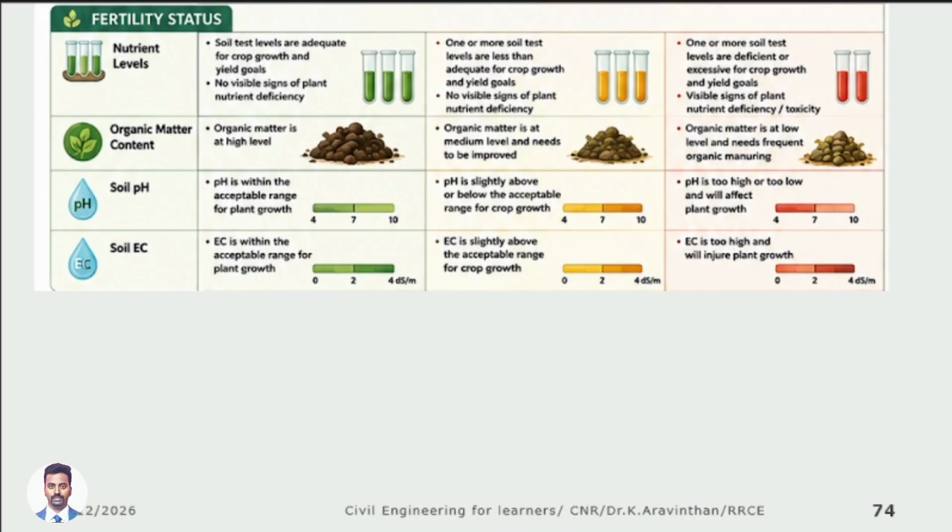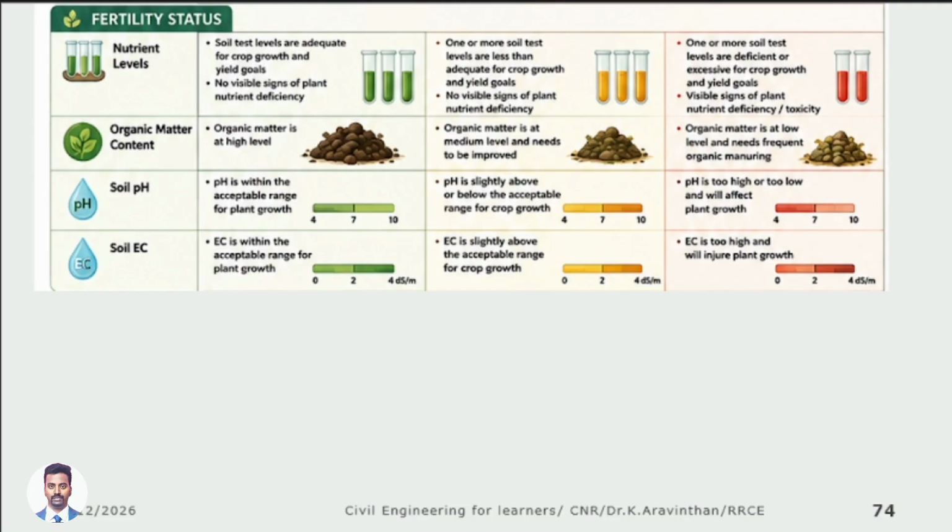Soil pH. Sir, how much should the pH be? Around 4 to 10, it is a good soil. If it is not like this, 7 is the midpoint, too low and too high is a poor soil. Soil pH should be exactly 7, that is a good soil. If it is going 4 or below, it is unhealthy, or 10 or above, it is unhealthy.